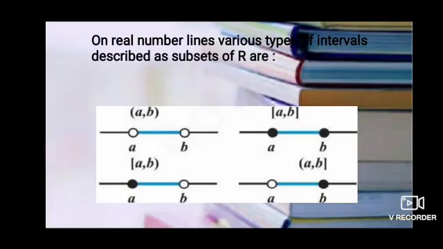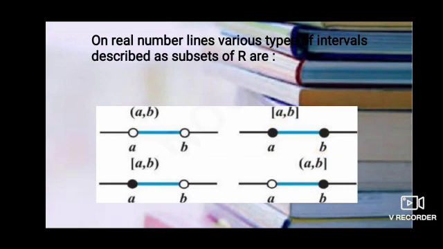Subsets of R on the real number line. As you can see here, we have a and b surrounded by round brackets. That means an open interval. Here, the values of a and b will not be included. Only the intermediate values will be included. Next, we have a and b surrounded by square brackets. Here, the values of a and b will be included along with the intermediate values.